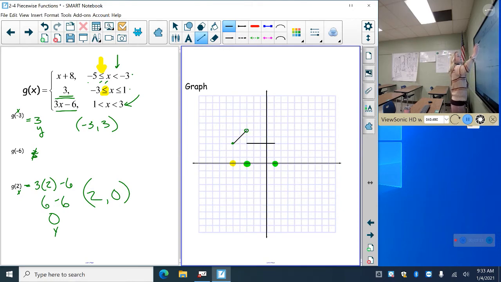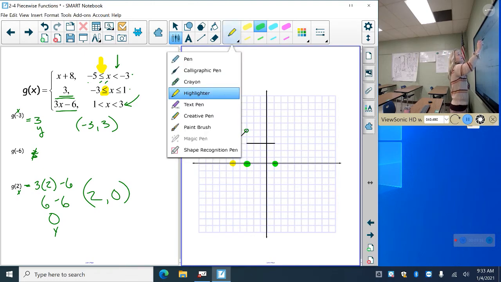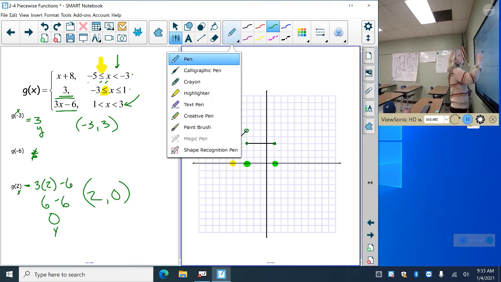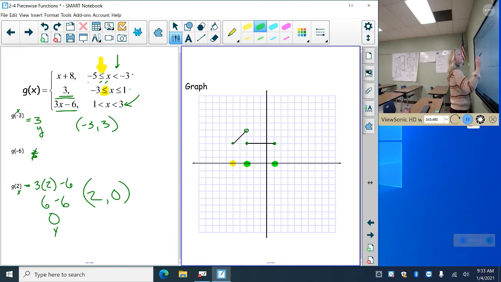Now I have to look at the symbols to decide where my dots are going to be. I have an equal to here, so this one's going to be closed, which makes sense since this one's open. And over here, this one's also going to be closed because we have an equal to sign. Now I have between 1 and 3. So let's look at where that's at. Highlighter, between 1 here, and 3 here.